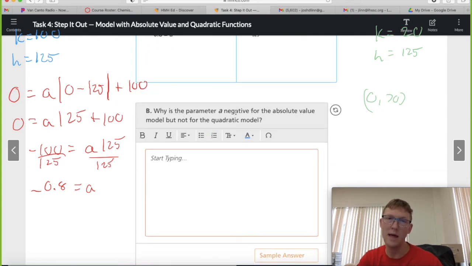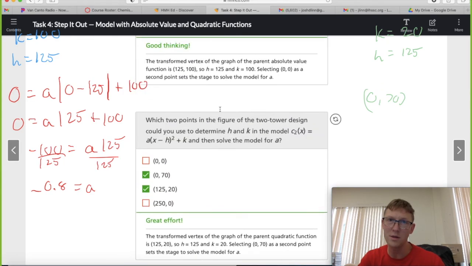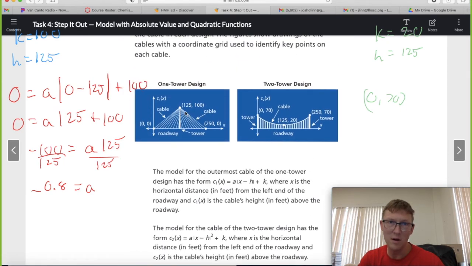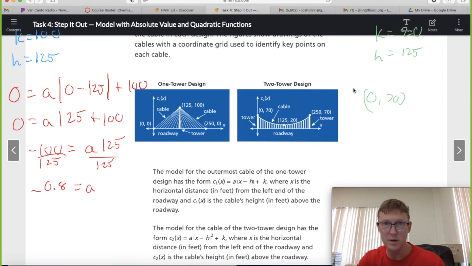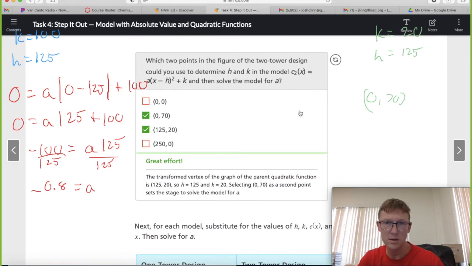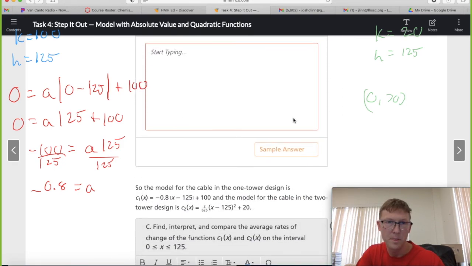Why is the parameter A negative in the absolute value model but not the quadratic? That has to do with, in our absolute value, you can see our absolute value is facing down. Whereas here our quadratic is facing up technically. So if we were to extend this, it would go up like this. So you don't need that reflection across the x-axis, which we talked about a little bit, but they wanted to make sure I mentioned it again.